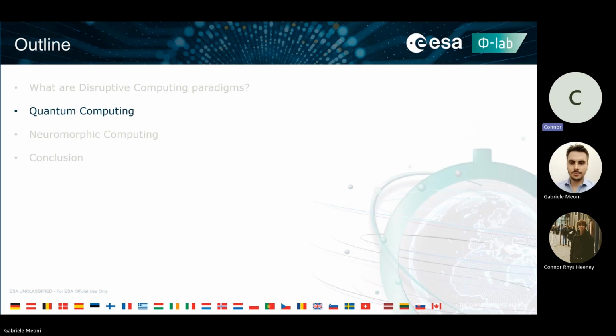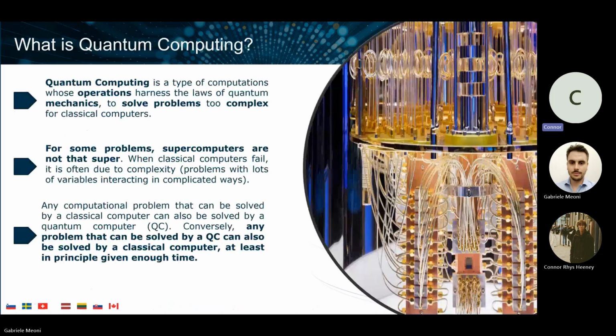Okay, so quantum computing. What is quantum computing? Well, quantum computing is a computing paradigm that harnesses the laws of quantum mechanics to process information, to solve problems.